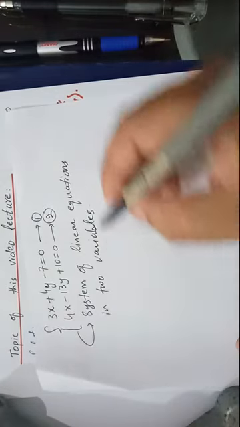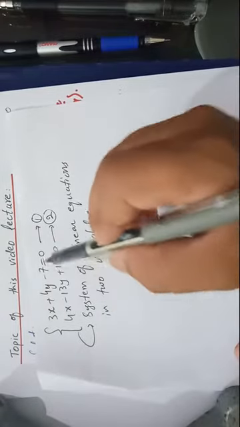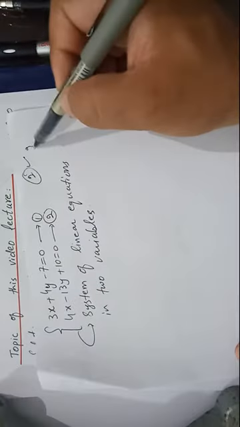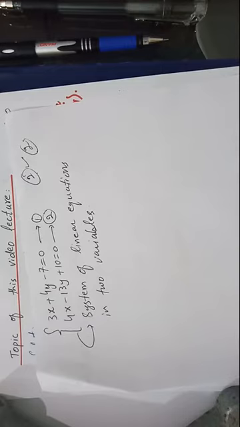And this is also called simultaneous, because in this case you see that the number of variables is 2 and the number of equations is 2. So the number of equations and the number of variables are equal, and you will get a unique solution.